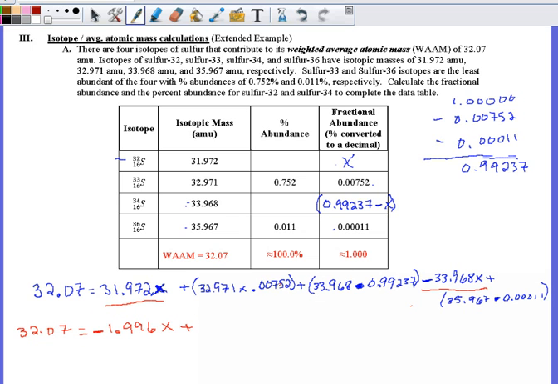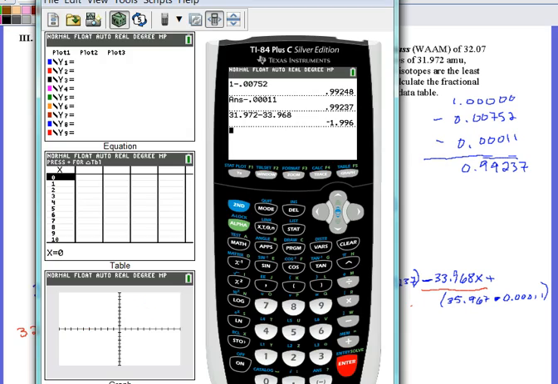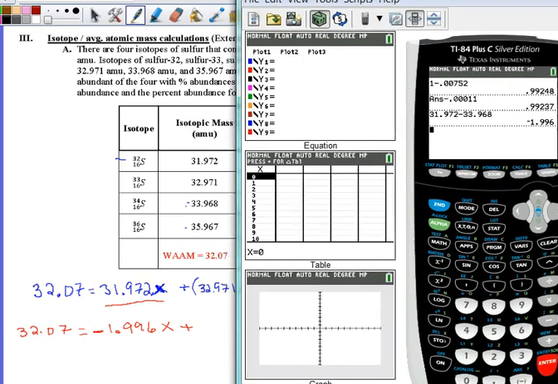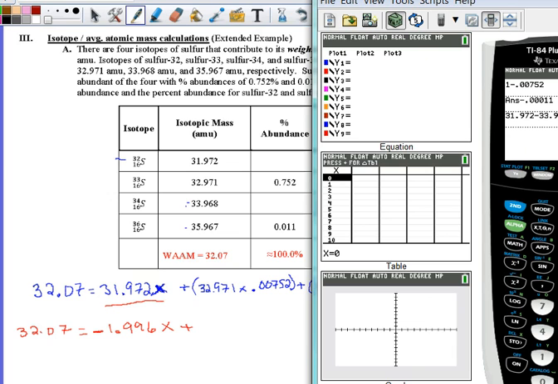So I'm going to do this times that. So move my calculator just a little bit over so I can see my numbers. That's 32.971 times 0.00752, and I get, with 3 decimal places, 0.248.